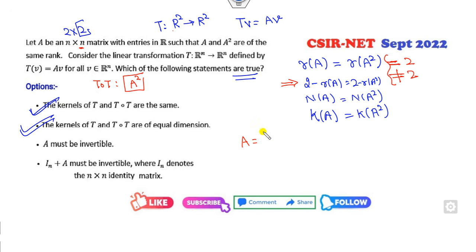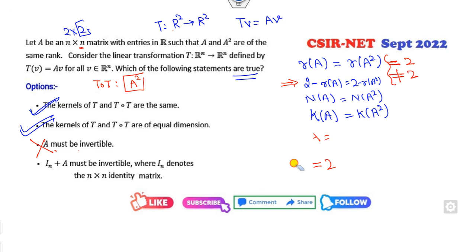I can choose A as this matrix. Fine. What is my A square? Clear? Then clearly the rank of A is not equal to 2, but both have the same rank. A is invertible? That option is cancelled.